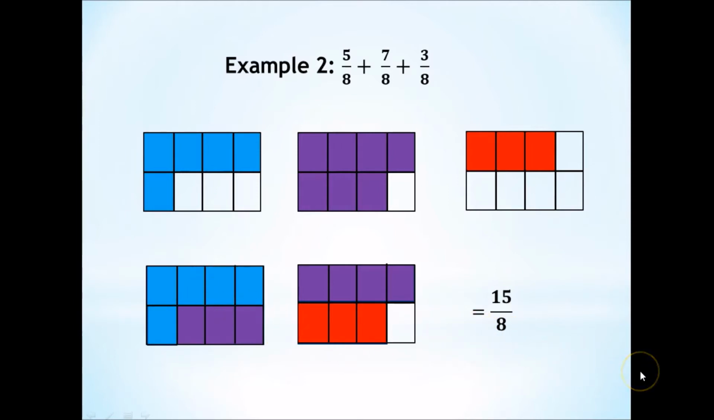Okay, which then we simplify as 1 and 7/8. So 1, because this is a whole right here. This was 8 over 8 right here. That makes a whole of 1 right there. And then we have 7 of the 8 that is left over right here that is shaded. Okay, so that is adding common denominator fractions.